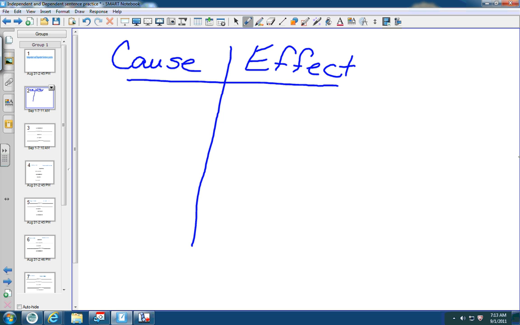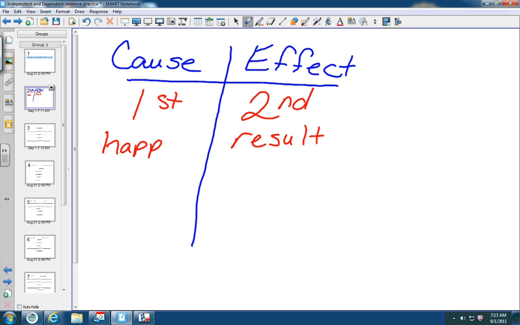Okay, cause, this is the thing that happens first, and then the effect is the result. That's the thing that happens second. I'm even going to just put the word result down there. Okay, this is in the beginning. This is what happens. This is how it starts. Maybe I should say starts. And then it affects the result.